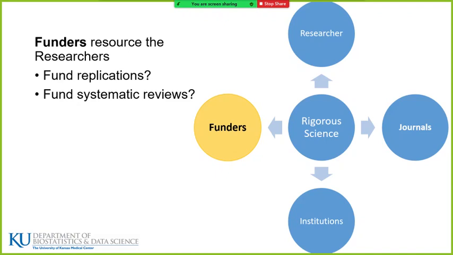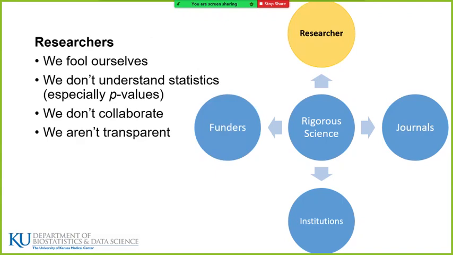So they tend to not like to fund replications. It's already been done. But it's important that replications occur. They also don't necessarily fund systematic reviews, which we'll learn about as well. In terms of the hierarchy of evidence, systematic reviews and meta-analyses sit at the very top of the hierarchy of evidence. They're the strongest ways that we can evaluate what the current state of evidence actually is.